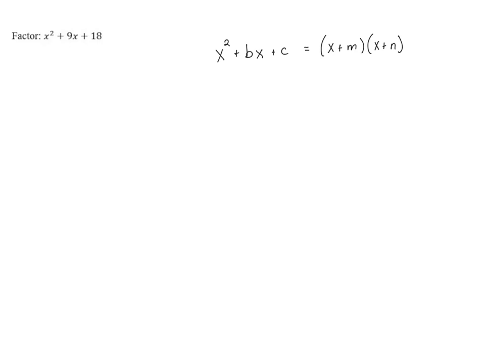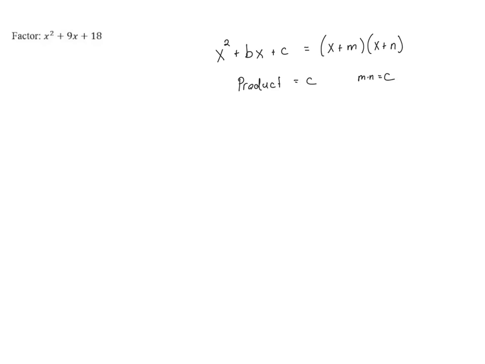But we know two facts about those numbers. The product of those numbers has to equal c. Basically, that product m times n has to equal c. This comes from FOILing. When we multiply the last terms together, m times n, that's going to be the constant term, which gives us c.